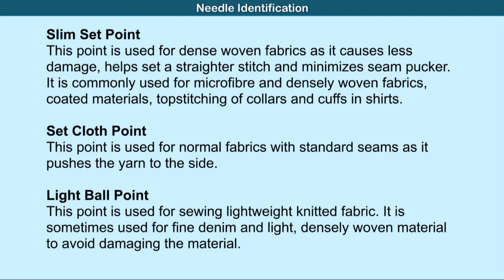Round point needles and applications: a slim set point, also referred to as acute round point. This point is used for dense woven fabrics as it causes less damage. It helps set a straight stitch and minimizes seam puckers. It is commonly used for microfiber and densely woven fabrics, also in coated materials, and top stitching of collars and cuffs in shirts.